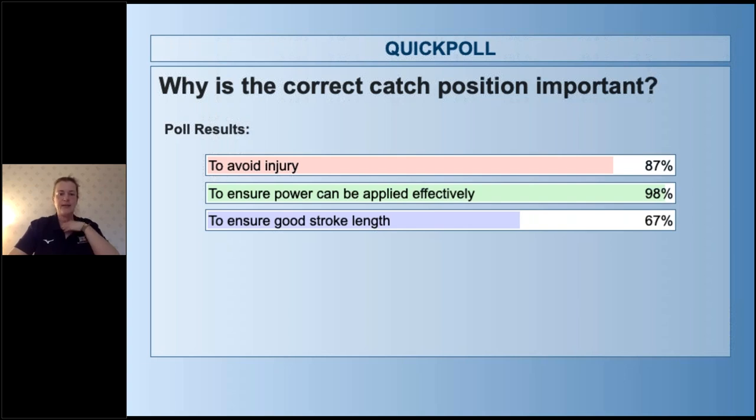Okie doke. So 98% on ensuring power can be applied effectively. Absolutely. Avoiding injury, 100%. If we've got the pelvic tilt right and got the sitting position right, we can get into the right positions to be able to apply power effectively through the right parts of the body and avoid injury as well, and help to load up the body effectively. We've only got 67% have said to ensure a good stroke length. Whilst that isn't the priority, it is one of the benefits of making sure that we've got that. So being able to really get into a good catch position will help to make sure that we've got the longest stroke possible within that as well.